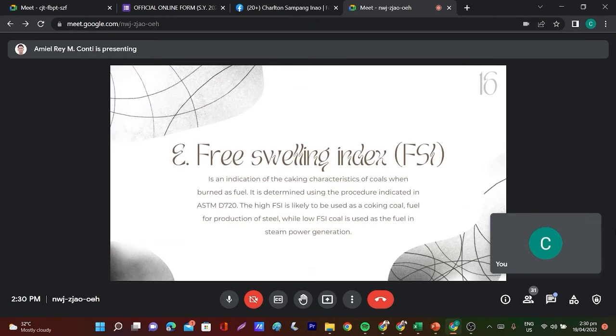It is determined using the procedure indicated in ASTM D720. The high FSI is likely to be used as a coking coal, fuel for production of steel, while low FSI coal is used as the fuel in steam power generation.